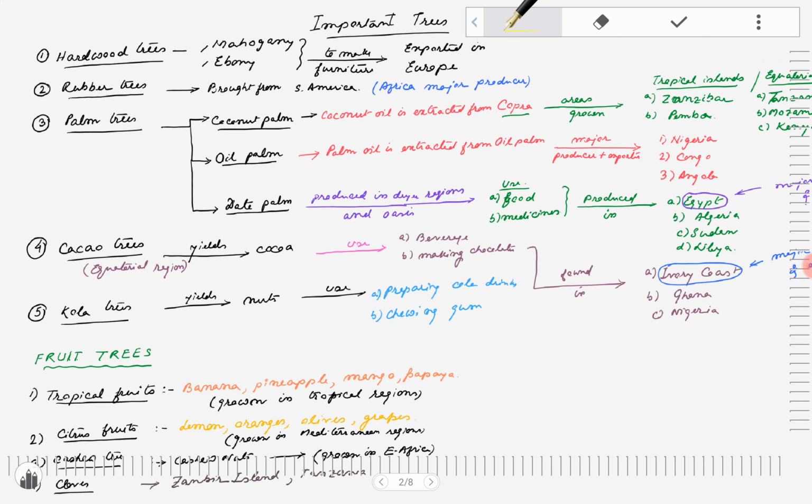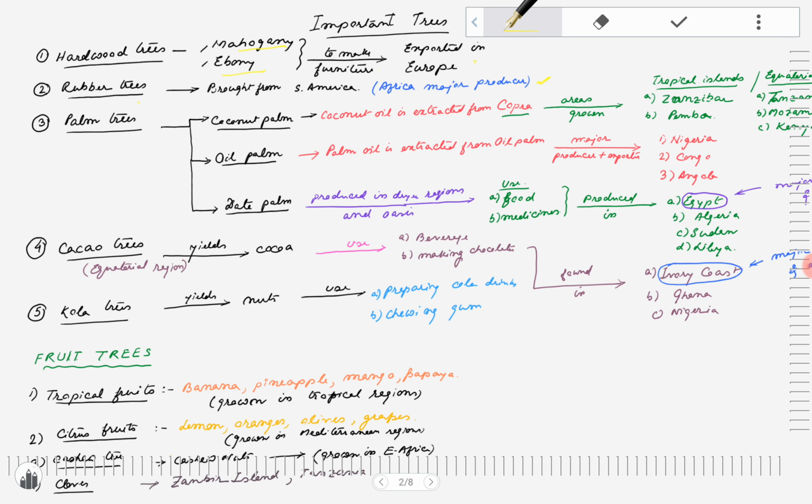Now, the important trees found here are the hardwood trees, rubber trees, palm trees, cacao trees, and cola trees. The hardwood trees yield mahogany and ebony, which are used to make furniture and are exported to Europe. The rubber tree was brought from South America, and Africa is now a major producer of rubber. Now the palm trees, such as coconut palm, oil palm, and date palm.